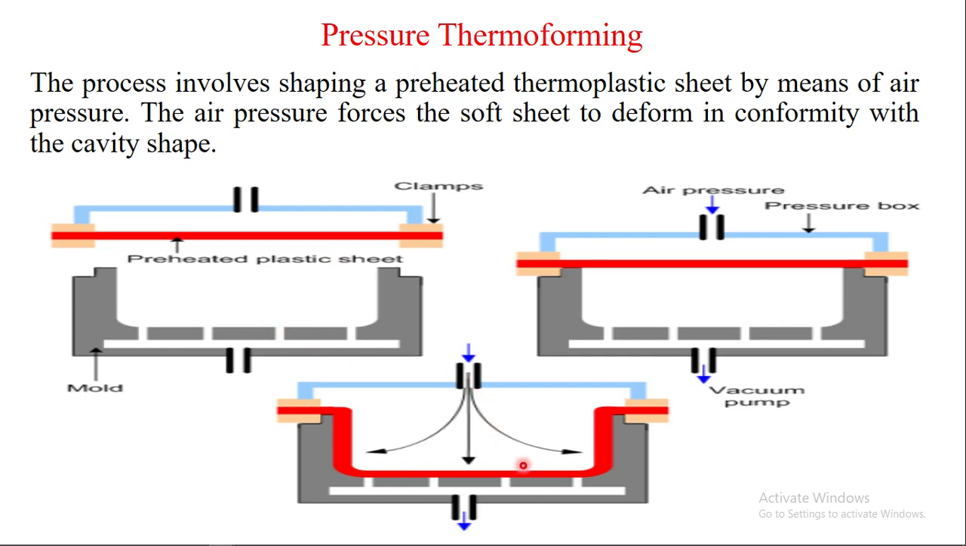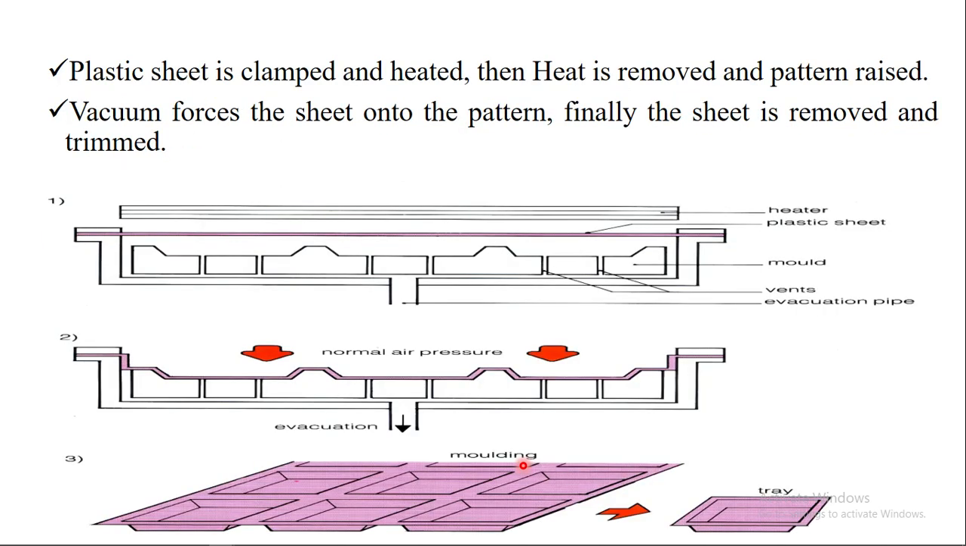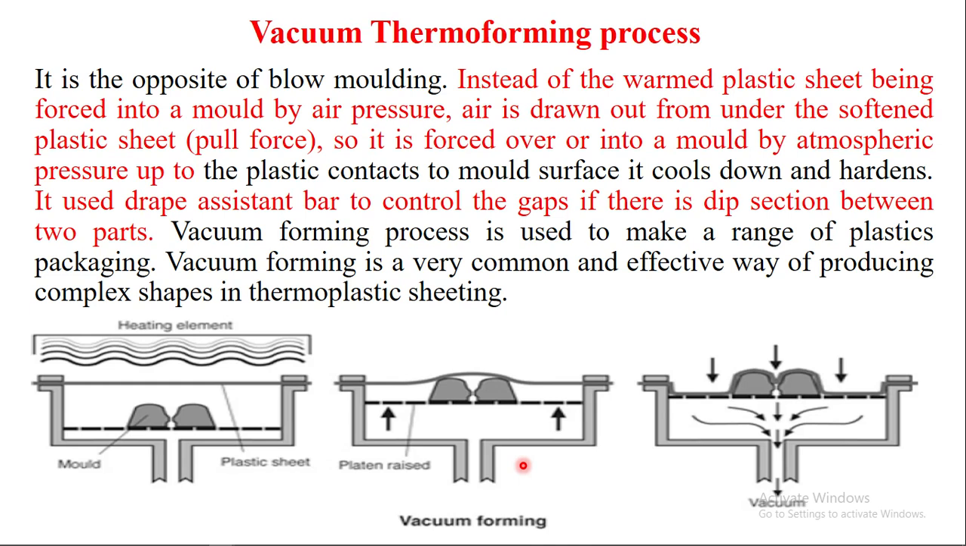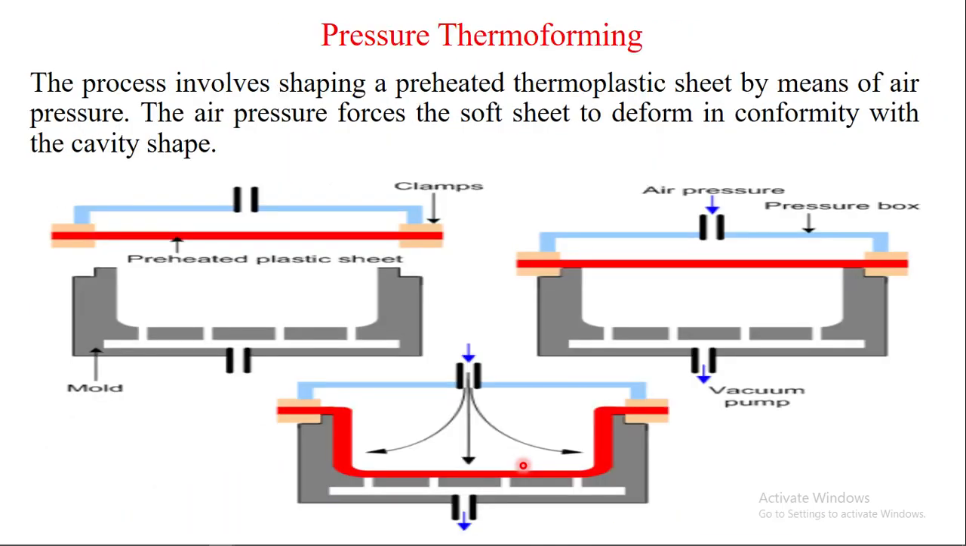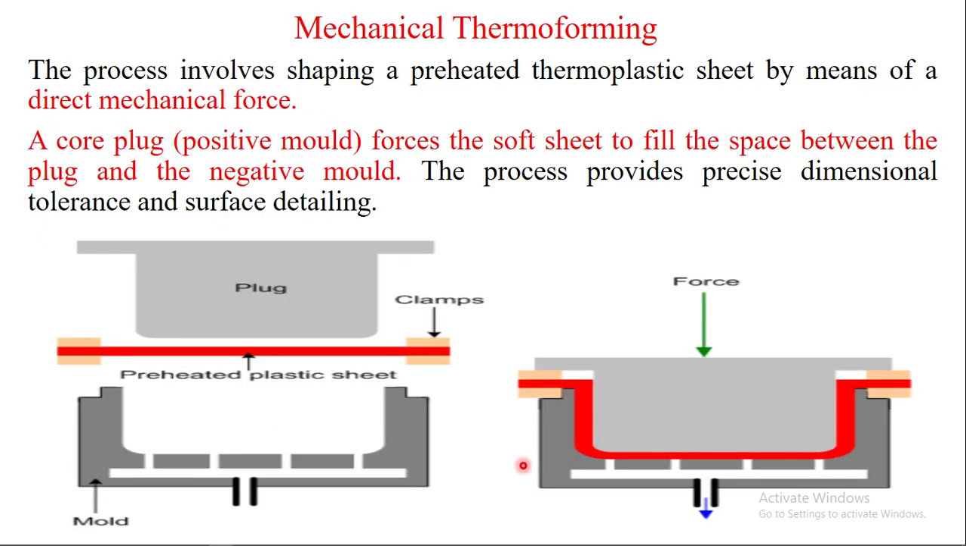This is the opposite of the first process, the vacuum thermoforming process. The reverse process of vacuum thermoforming is the pressure thermoforming process. Next is mechanical thermoforming. In here, we are using some die materials.